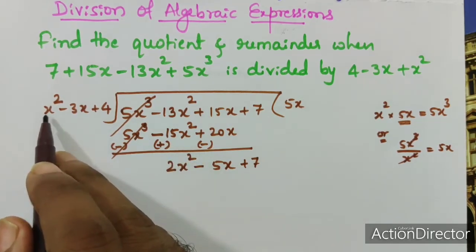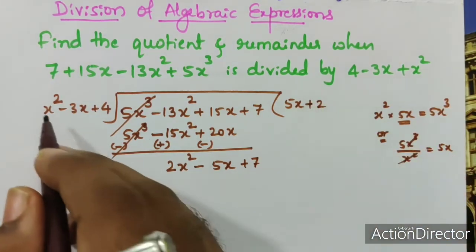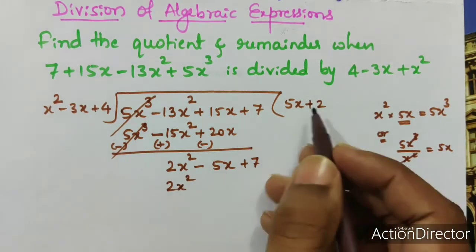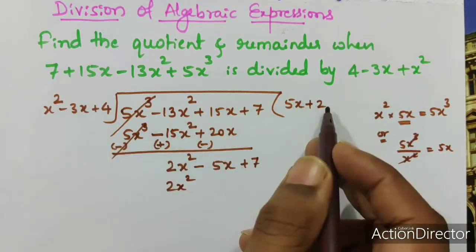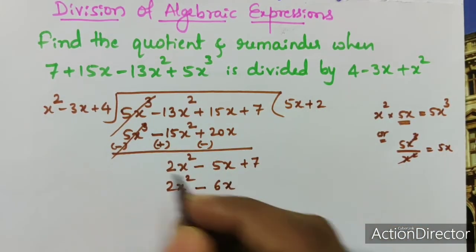So how do you make your x square equal to 2x square? You just have to multiply by plus 2. x square into plus 2 is 2x square. Now 2 has to be multiplied with the remaining 2 terms also. Minus 3 plus 2, when you multiply, it will become minus 6x.